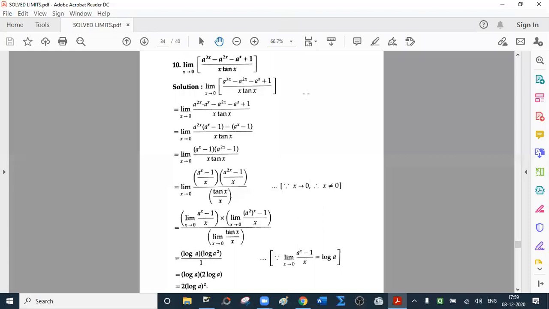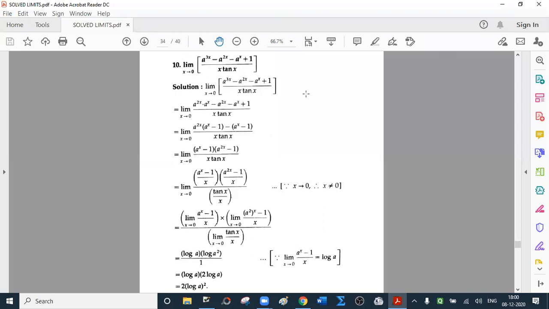Sum number 10, let me explain. You have to write the solution after the lecture. Limit x tends to 0, a raised to 3x minus a raised to 2x minus a raised to x plus 1 upon x tan x. Now many students ask me, sir, how can we know whether the adjustment is to be done in the form of adding 1, subtracting 1, etc.